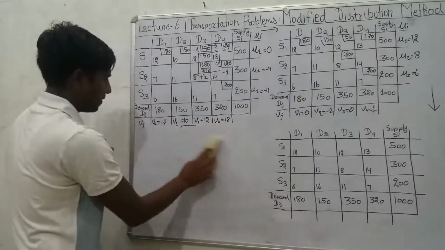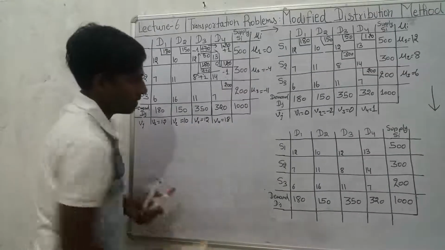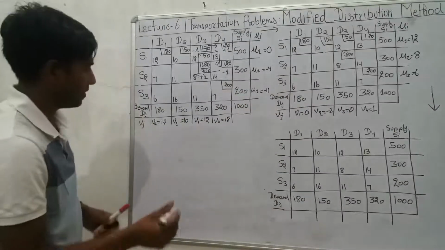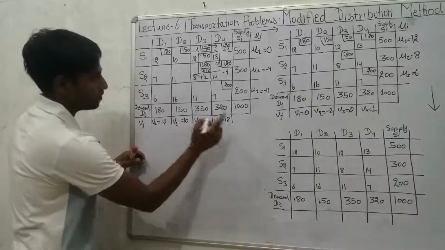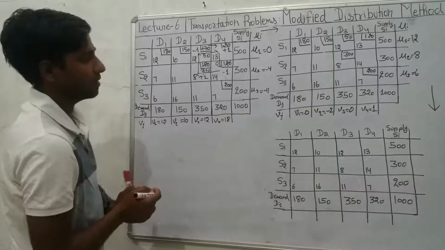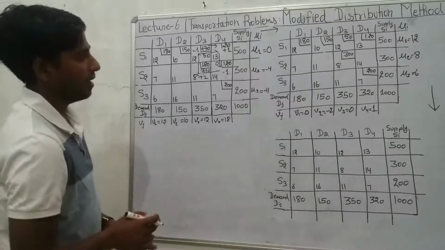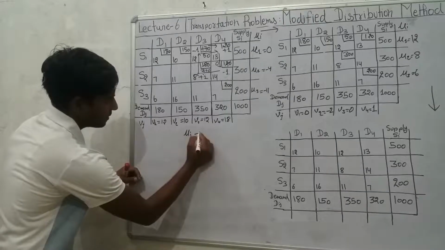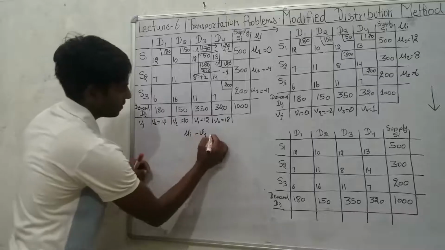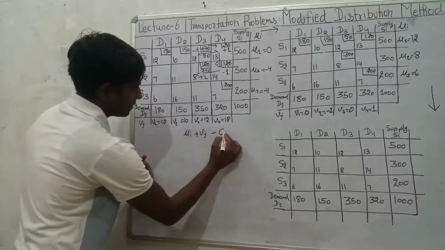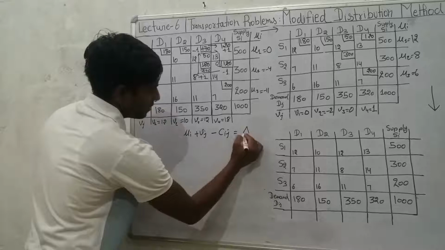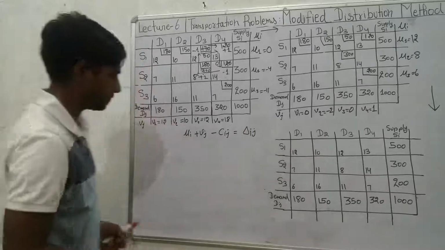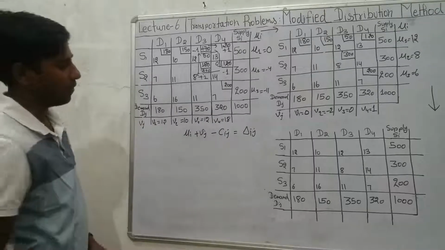Now come to the second step, that is, calculate the opportunity cost for all of the unoccupied cells. What would be the formula that we need to apply while calculating the opportunity cost of unoccupied or empty cells? The formula would be ui plus vj minus cij. It is going to be delta ij. So delta ij denotes the opportunity cost.